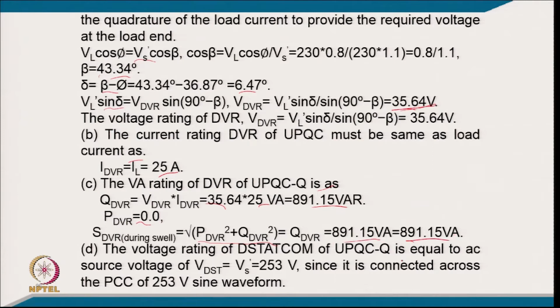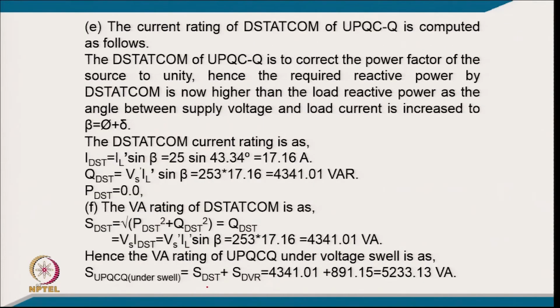So, the voltage rating of the D statcom of UPQC is equal to the AC voltage, that is V D statcom equal to Vs, 253 volt, since it is put on the left side across the grid, connected across the PCC of 253 volt sine wave, and the current rating of the D statcom of UPQC is computed as follows. The D statcom of UPQC is to correct the power factor of the source to unity. Hence, the required reactive power by the D statcom is now higher than the load reactive power, as the angle between the supply voltage and load current is increased.